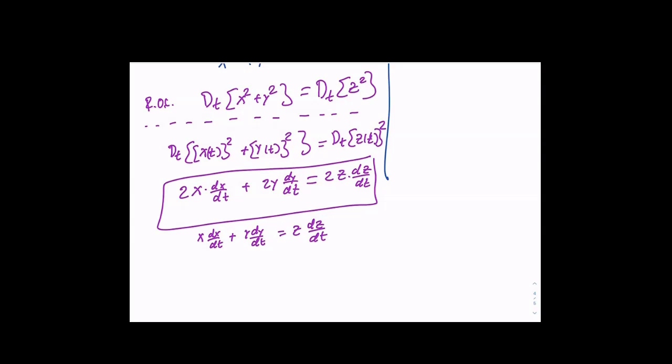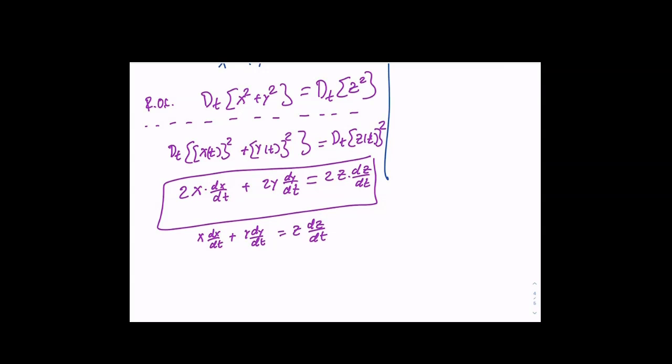3? No, there's more. 4. There's more. 6? There's 6. So there's 6 pieces of information that you would want to know: x, dx/dt, y, dy/dt, z, dz/dt. Now, in this type of problem, typically you would need to be given 5 of them to find the 6th one.